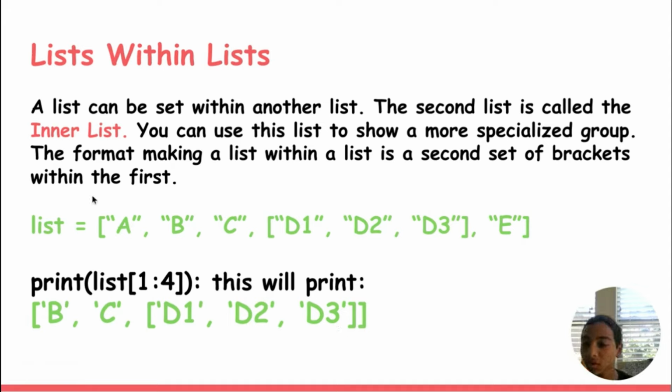So 1 to 4. So 1, and all the way to 2, 3, 4. The entire inner list is actually index 3. This D1, D2, D3 is all 3. So 1 to 3, 1 to 4, it will print this.